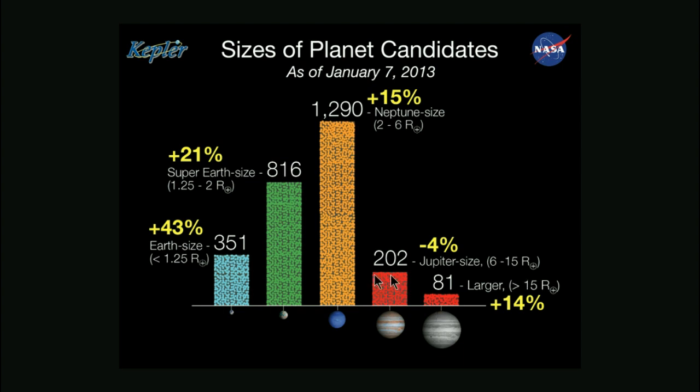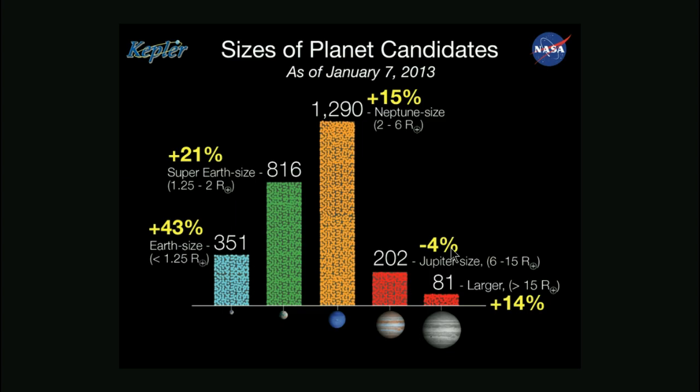These numbers here, if you may remember this from when we did some gravity stuff, this circle with a plus in it, that's the symbol for Earth. So what this means is that anything in this group here is a planet that is less than 1.25 times the radius of Earth. This is 1.25 to 2 times the radius of Earth. This is 2 to 6 times the radius of Earth. This is 6 to 15 times the radius of Earth. And this is over 15 times the radius of Earth.